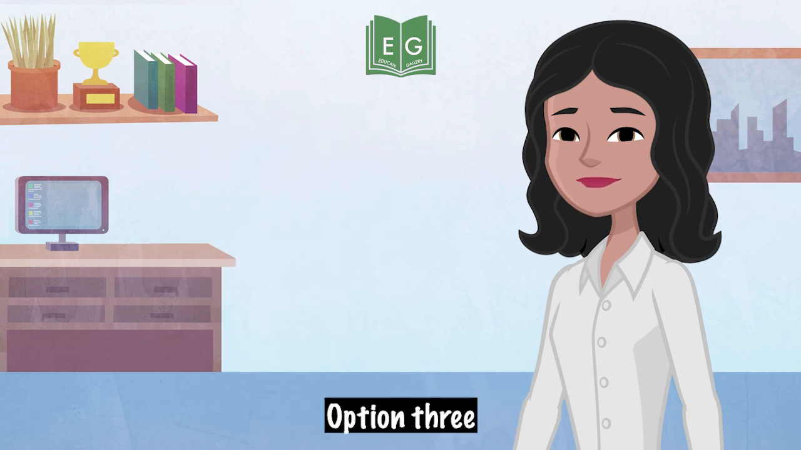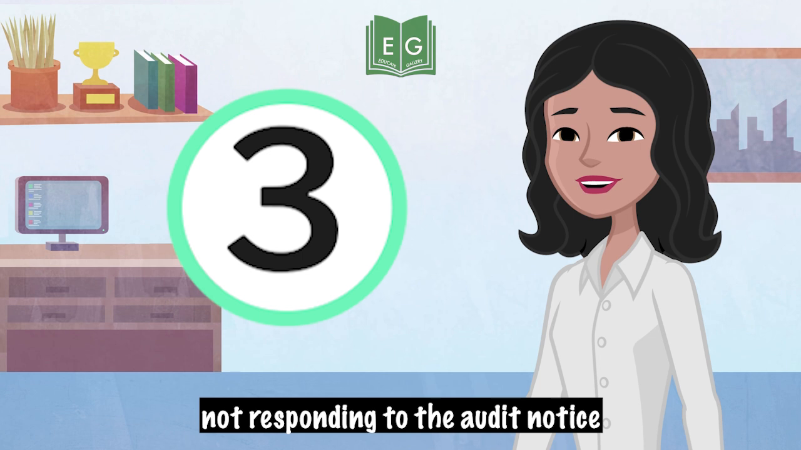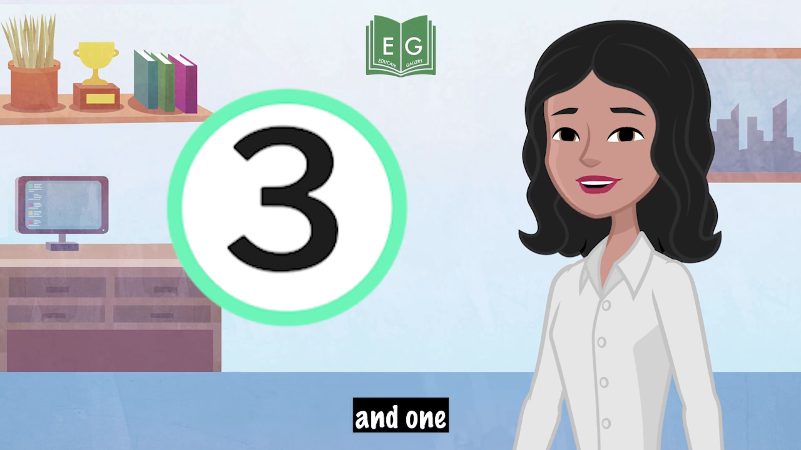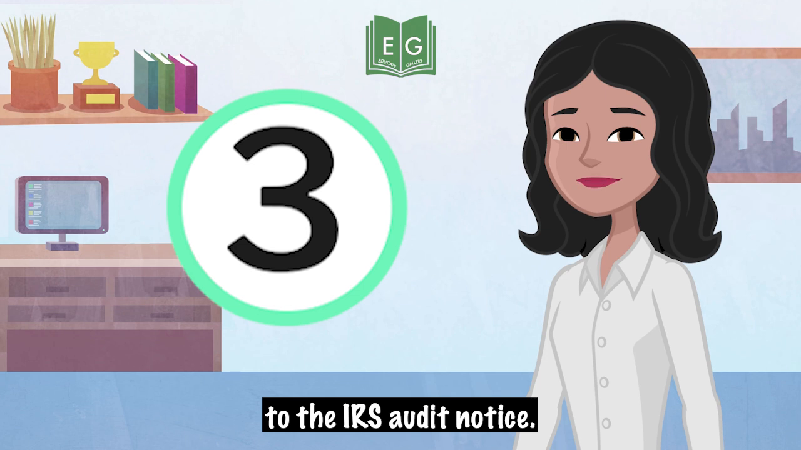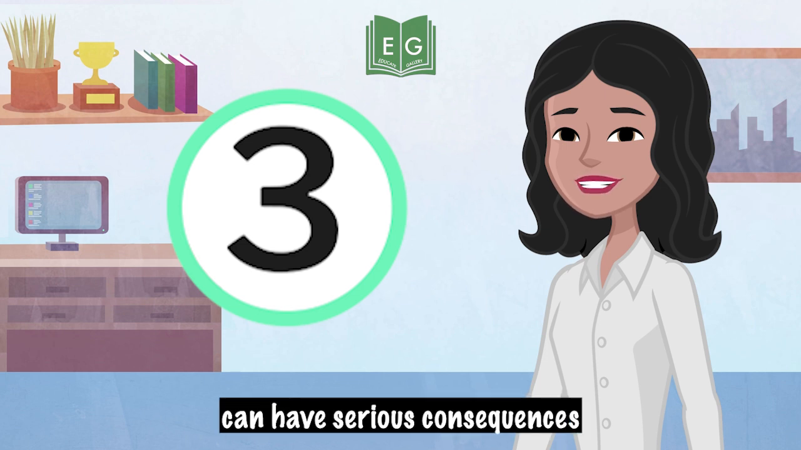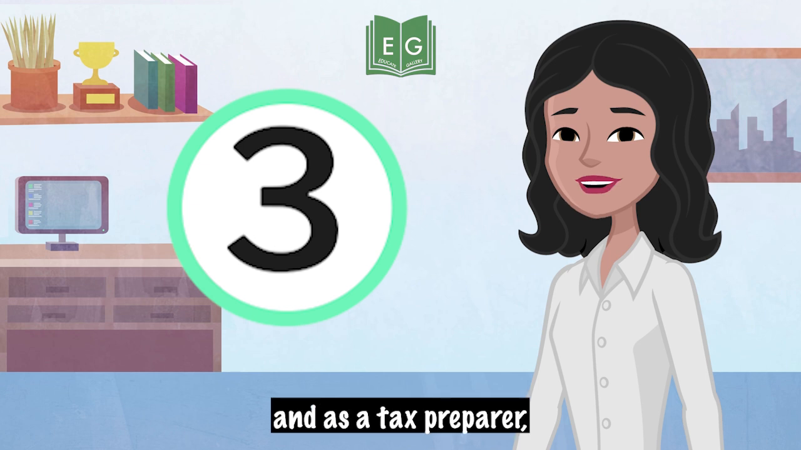Option 3. Not responding to the audit notice. The third option, and one that should always be avoided, is not responding to the IRS audit notice. Ignoring the notice can have serious consequences for your client, and as a tax preparer, it is your responsibility to ensure that your clients understand the risks involved.